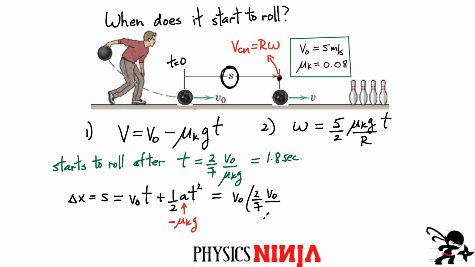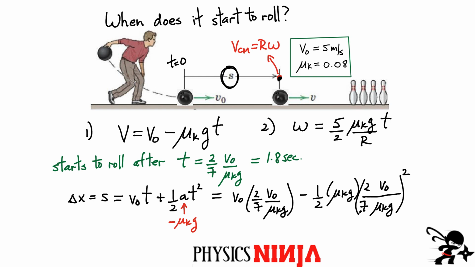So we get v0, here we get mu k multiplied by little g. That's our first term. And then we get minus 1/2. My acceleration, the magnitude was mu k times little g. I've just taken the negative sign and put it here in the front. And the time, again, this looks a little bit messy, but it's not that bad. 2 over 7, v0 over mu k multiplied by little g, and don't forget to square this second term. Now you have to do a little bit of math in order to simplify this. And at the end, the distance s that you're going to get should look something like this.